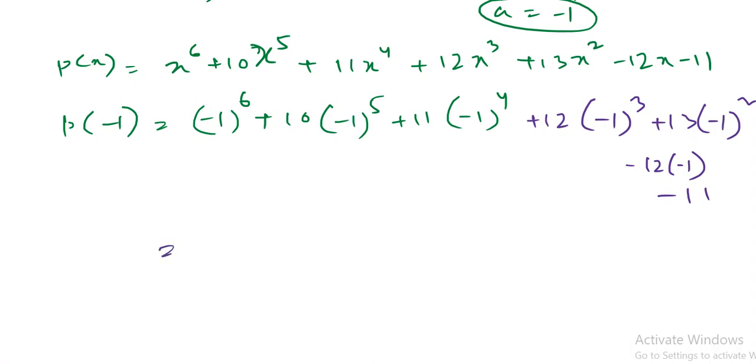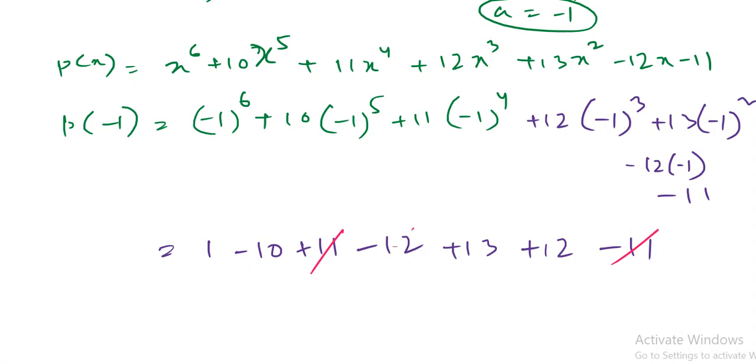Okay, so what is the value? That means 1 minus 10 plus 11 minus 12 plus 13 plus 12 minus 11. Here we are cancelling out plus 11 minus 11 and minus 12 plus 12. So what is the result? 13 plus 1 is 14, and 14 minus 10 means 4. So the remainder is 4. The correct answer to question number 3 is 4.